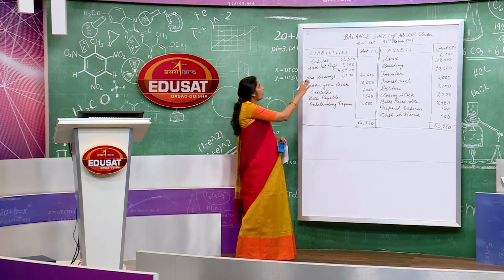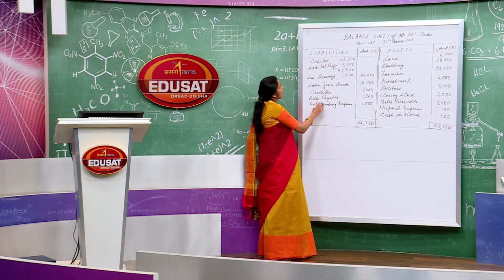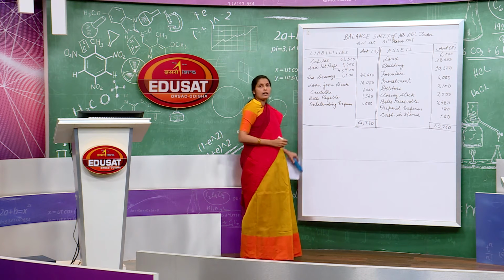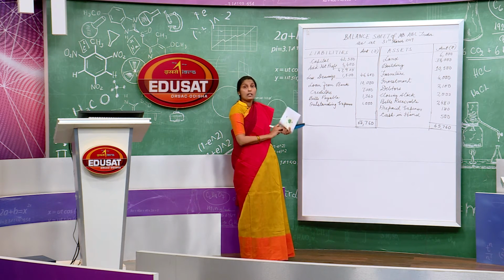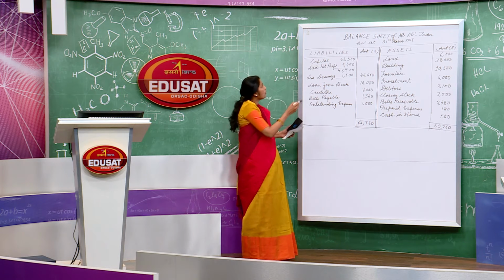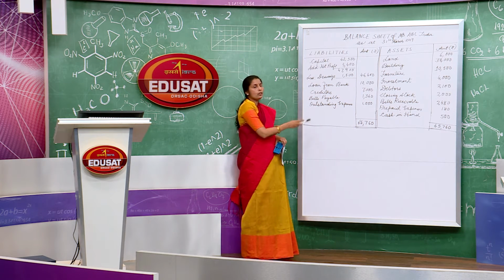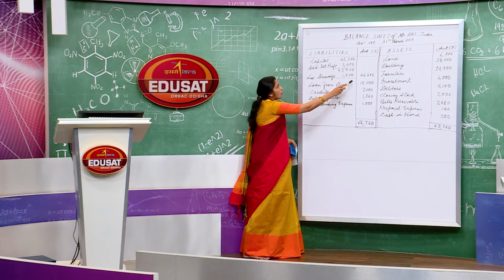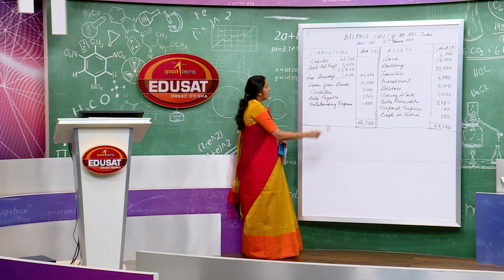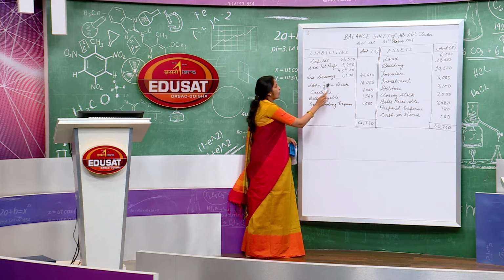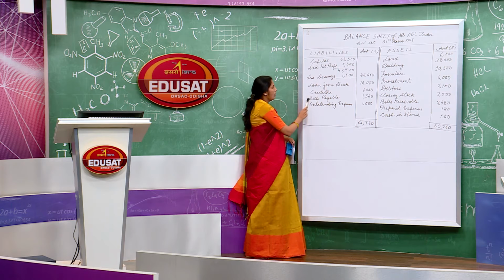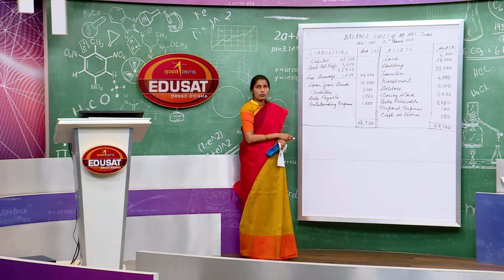Then we chalked out the format. On the left hand side we have the liabilities, and on the right hand side we have the assets. First we move on to the liabilities side, that is capital. We added net profit, then we deducted the drawings and took it to the outer column. Then the other liabilities, that is loan from bank, creditors, bills payable, outstanding expenses.